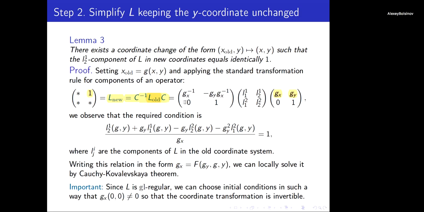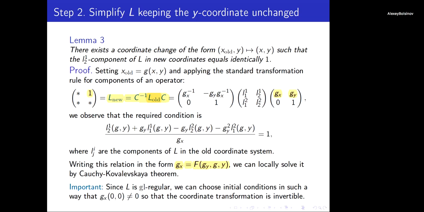Then I compute the left hand side and right hand side, and I see what happens. I will get this equation here, and this is a PDE for g. So my function g must satisfy a certain PDE of this form: the derivative g_x with respect to x equals a certain function depending on the partial derivative of g with respect to y and y itself. That is the standard situation. So I will solve this PDE, not a system of PDEs, it's just one single PDE, by using the Cauchy-Kovalevsky theorem, and that's it.